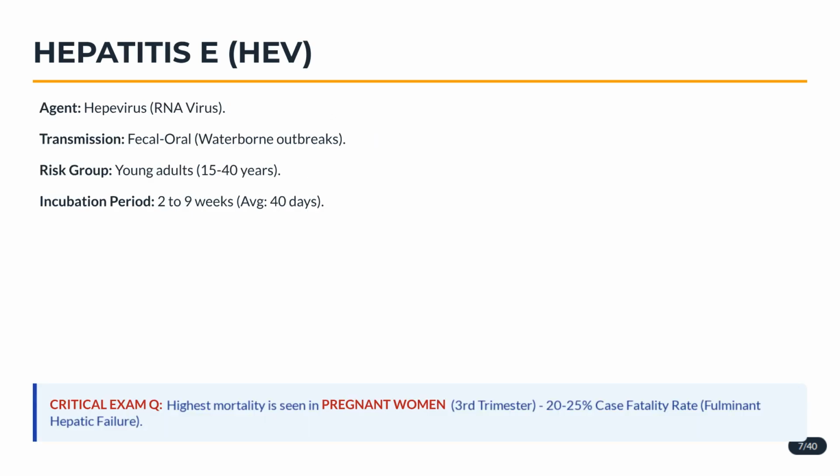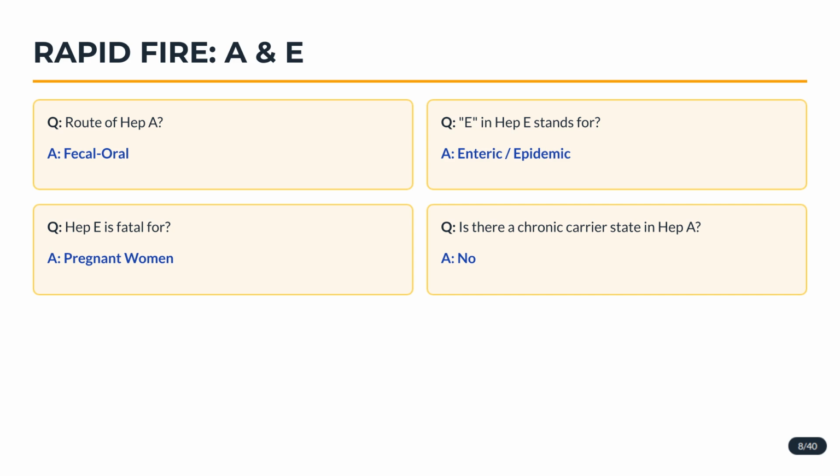To quickly review hepatitis A and E, both are transmitted via the fecal-oral route and are enteric. Hepatitis E is known to be fatal for pregnant women, and hepatitis A does not have a chronic carrier state.